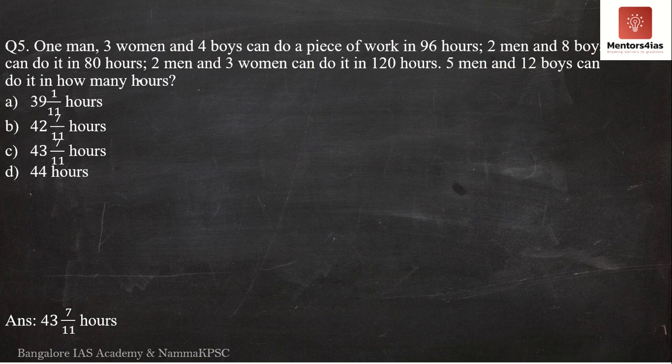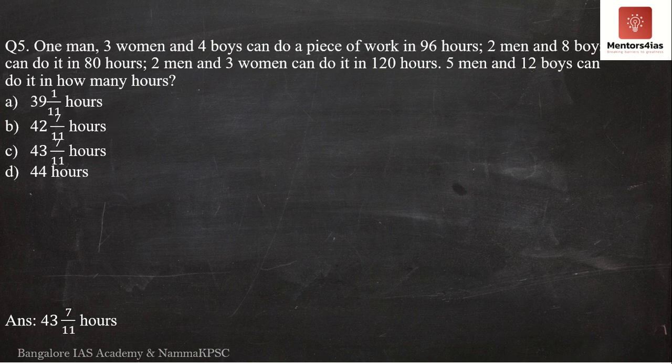Now we have a question here. 1 man, 3 women and 4 boys can do a piece of work in 96 hours. So instead of days, it is 96 hours. 2 men and 8 boys can do it in 80 hours. 2 men and 3 women can do it in 120 hours. Then 5 men and 12 boys can do it in how many hours?